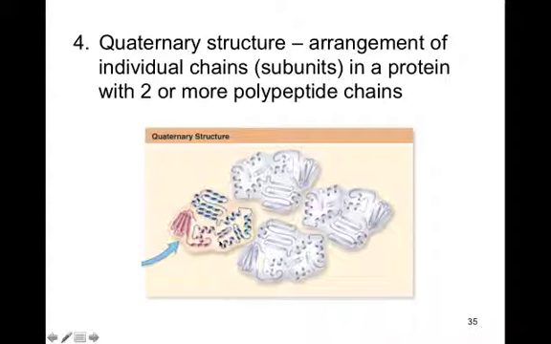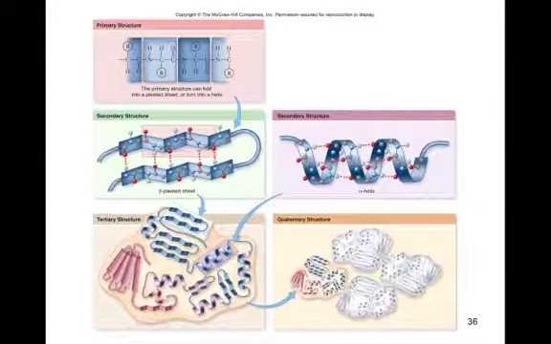Hemoglobin is a perfect example when we see the coming together of 4 separate heme groups in order to create the whole hemoglobin molecule, which is composed of 4 separate polypeptide chains, each with their own primary, secondary, and tertiary structure. So quaternary structure is when we have many subunits or many polypeptides that have assumed tertiary structure coming together to form one globular protein.